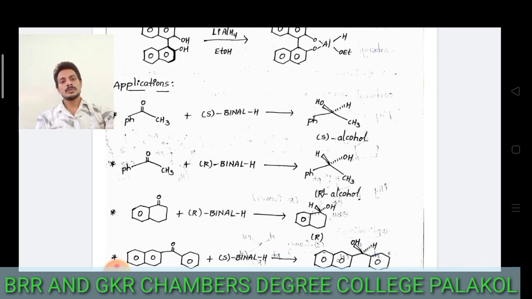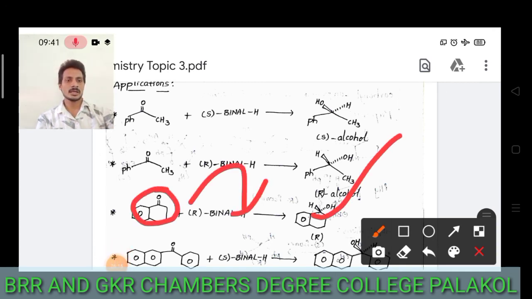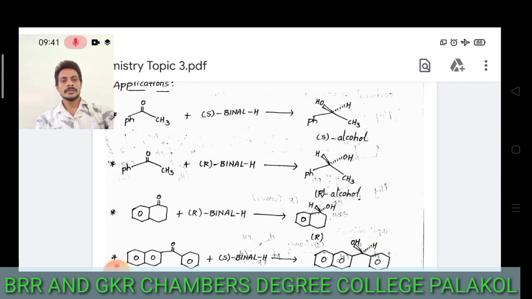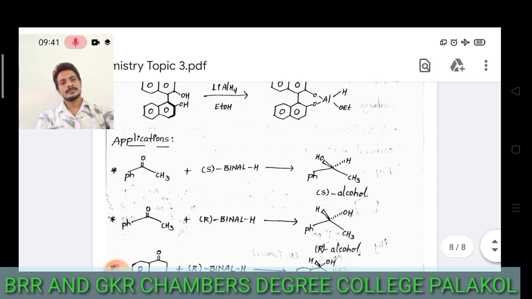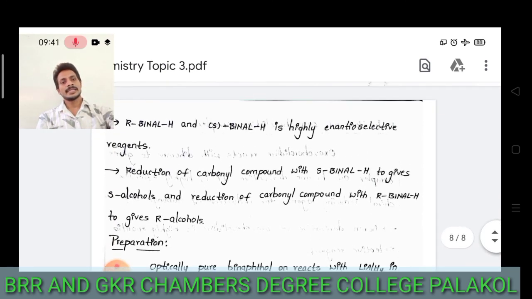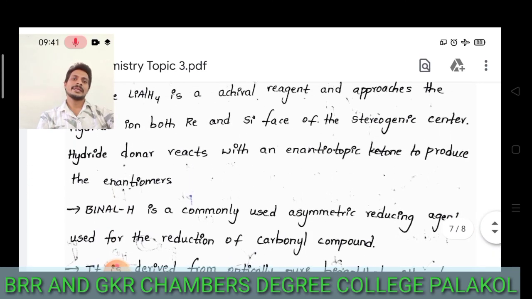Another example, ketones. A ketone treated with R-BINAL-H gives R alcohols. Whatever example we take, unsymmetrical ketones treated with S-BINAL-H produce S alcohols, and R-BINAL-H produces R alcohols. It is a highly enantioselective reducing agent, S-BINAL-H and R-BINAL-H.